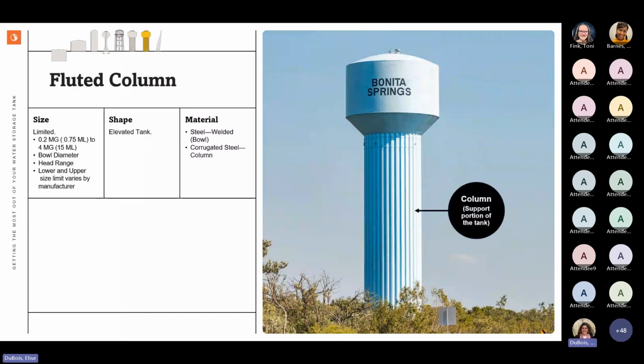A fluted column tank, these are the same as the composite tank. The difference comes down to that column. This one's corrugated, and like the stripes, the ribs run vertically, whereas on the composite, the lines or the panels, whatever you want to call them, are horizontal. It's an easy way to tell the difference. These are all steel. Composite is multi-material.